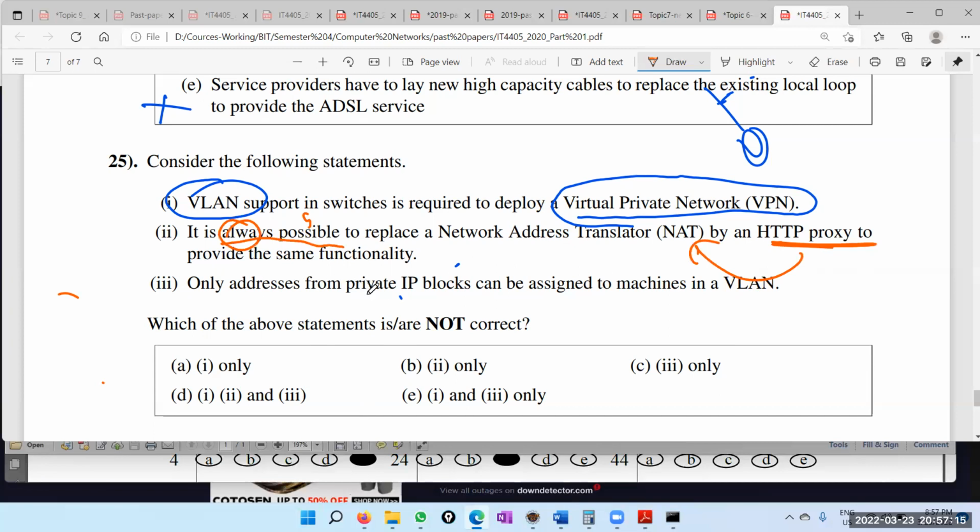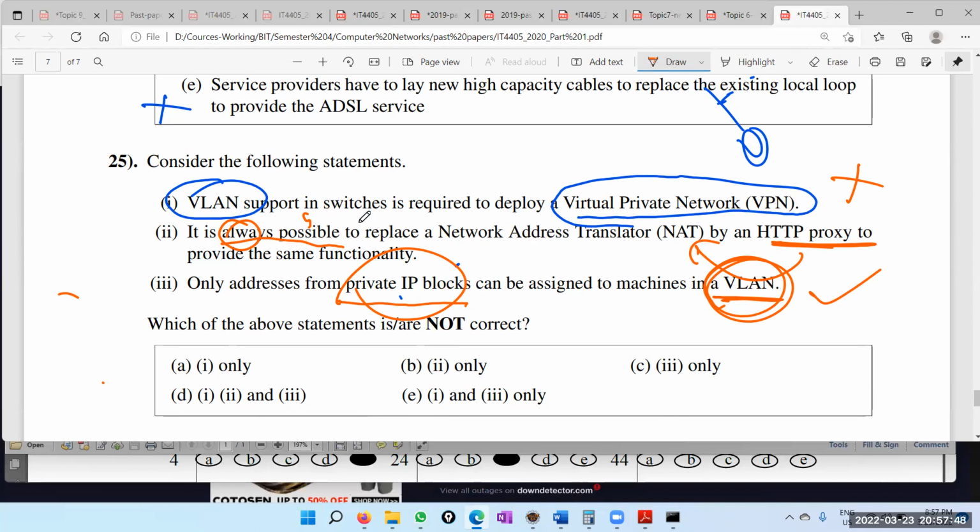Right? Only addresses from private IP blocks can be assigned to machines in a VLAN. VLANs can only be given private IP addresses? It's not like that. Okay, public IPs can be given. Otherwise there would be a problem, right? As far as I remember, it is possible. Right. So this will say no. Since it says always, I'm not very sure.